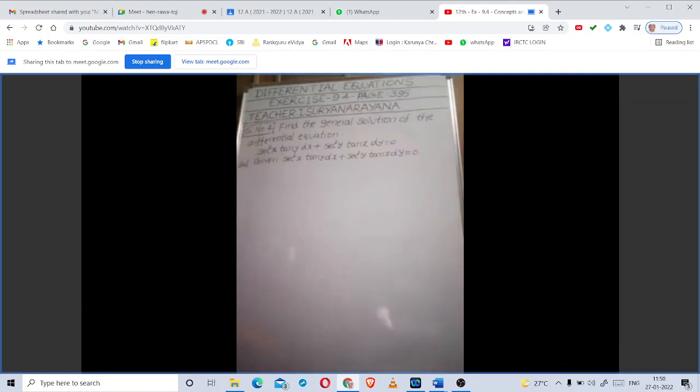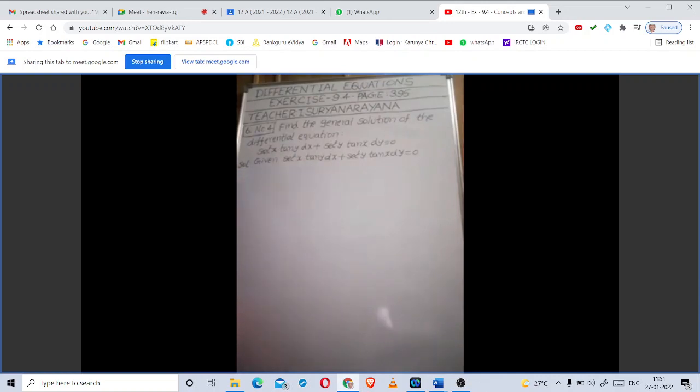Okay, my children, understood this question? We have to find the general solution of this differential equation. Okay, my children, right. Come to the solution part. Let us write the given differential equation secant square x tan y dx plus secant square y tan x dy is equal to 0. Okay, my children, but this differential equation is not in the form of dy by dx is equal to f of x comma y.